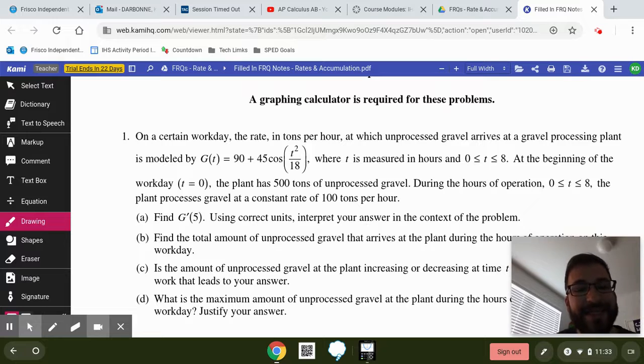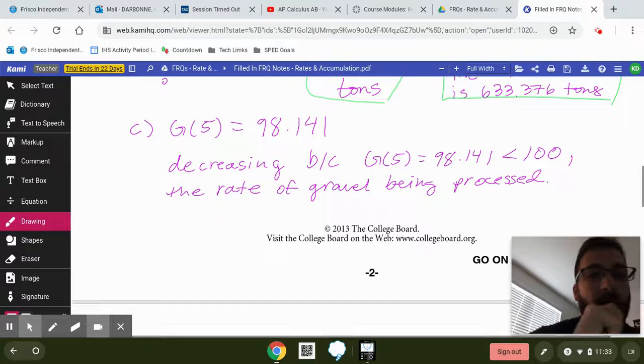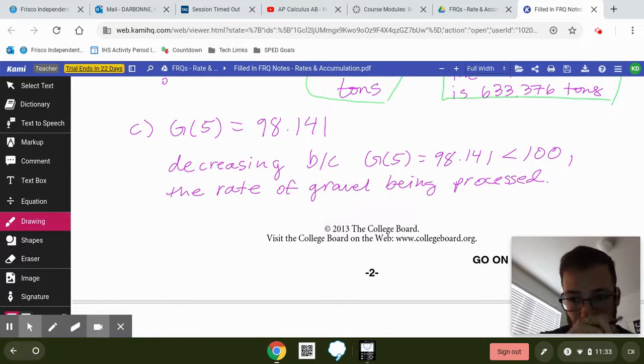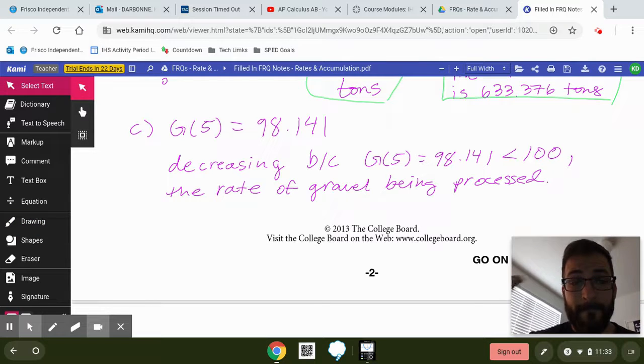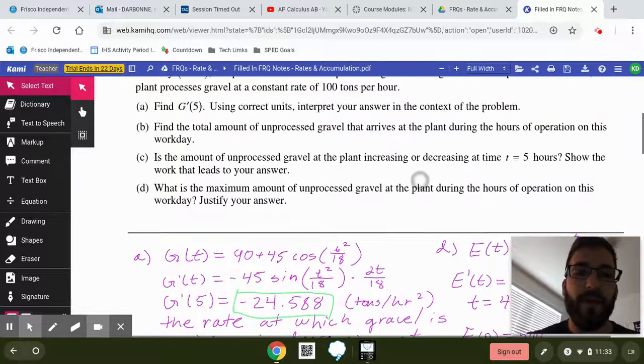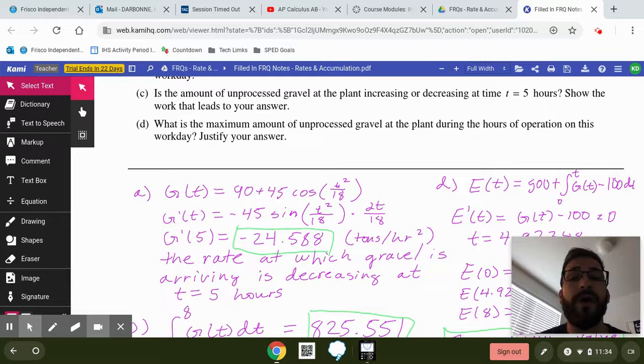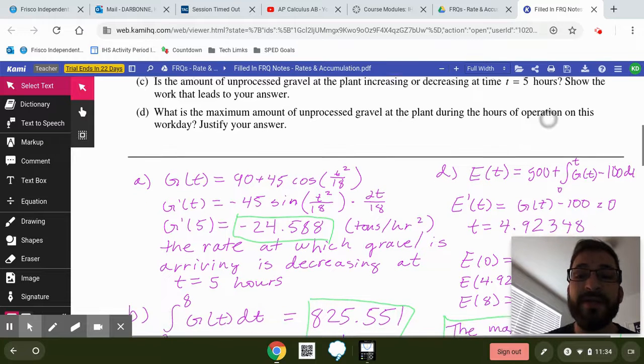Then part C, is the amount of unprocessed gravel at the plant increasing or decreasing at time t equals 5? My gosh, this computer is driving me insane. There we go. All right. So is the amount of unprocessed gravel at the plant increasing or decreasing at time t equals 5?